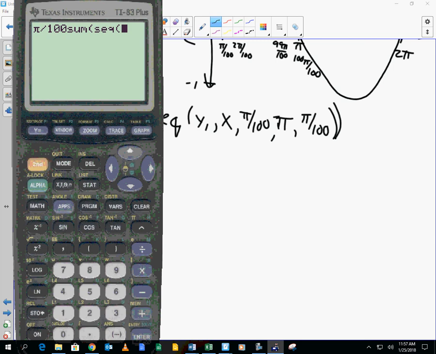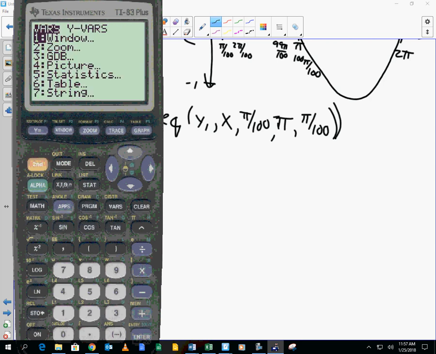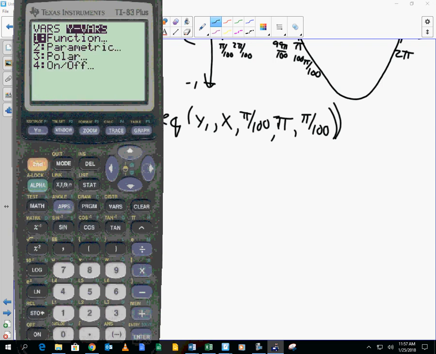Now I need y1. This is the last confusing part. That's a variable. We need to go into your variables, vars. It is a y variable. It is a function variable. It is y1. If you don't want to put in y1, you could just put in sine x, and that would be fine as well. Okay. Comma. Comma is right above the 7.